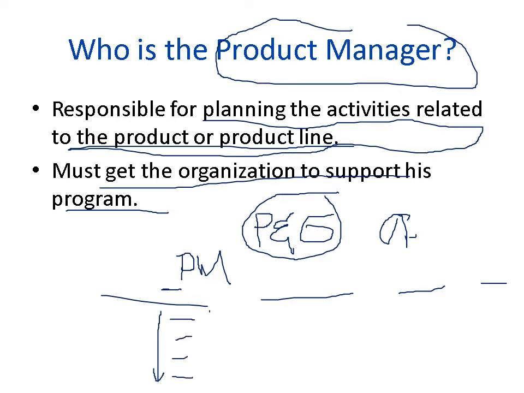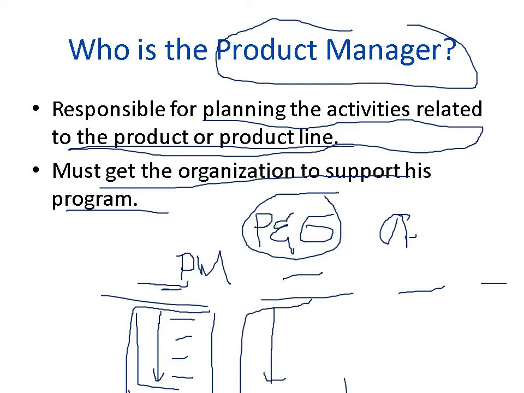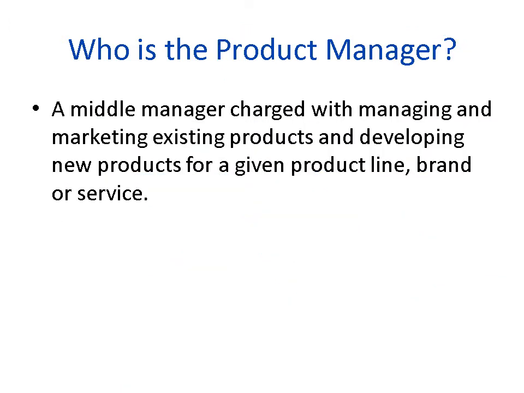So a product manager's role is quite narrow because you are focused on the product lines you are handling. If this is one product mix, there is a series of product lines. A product manager handles the different product lines. And of course, a product manager is a middle manager who is in charge of managing and marketing existing products and developing products.